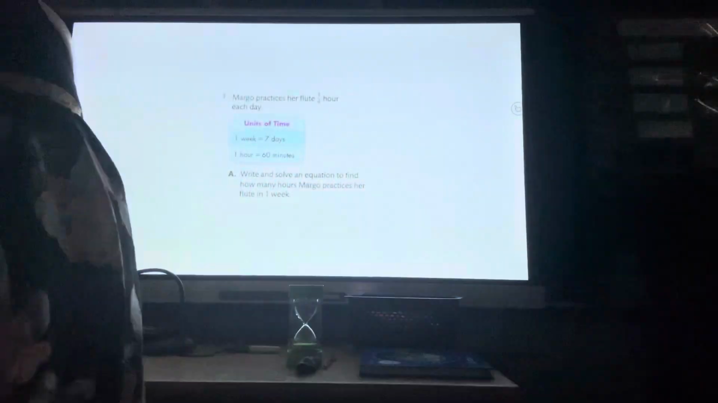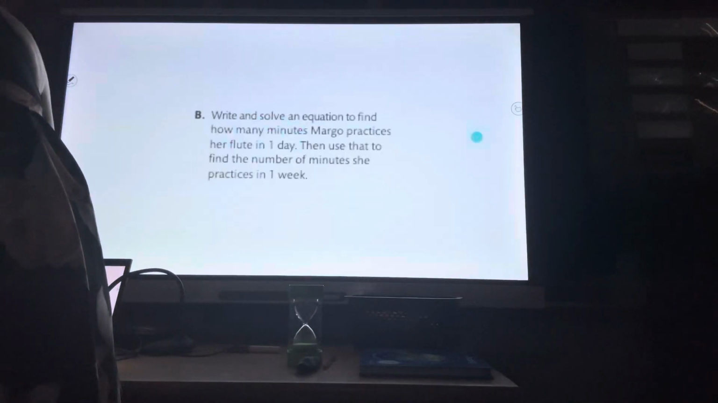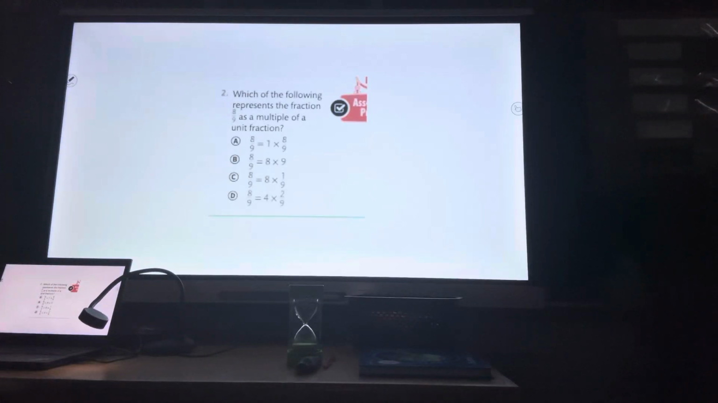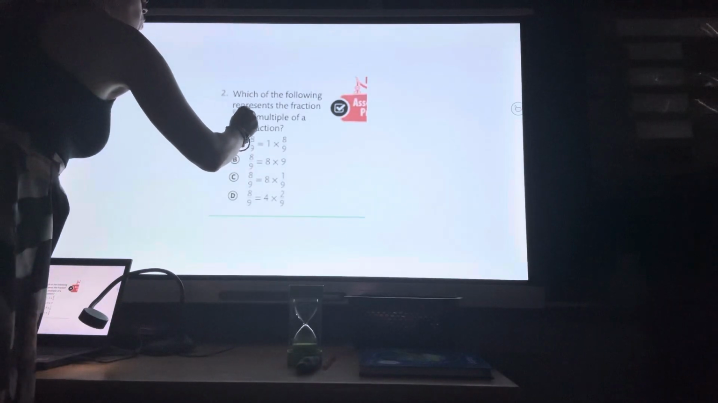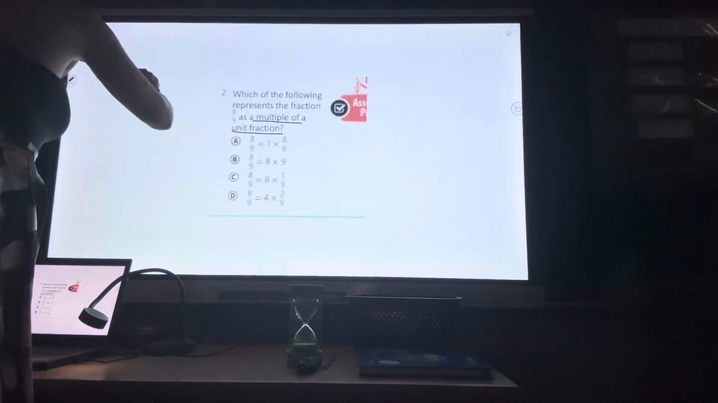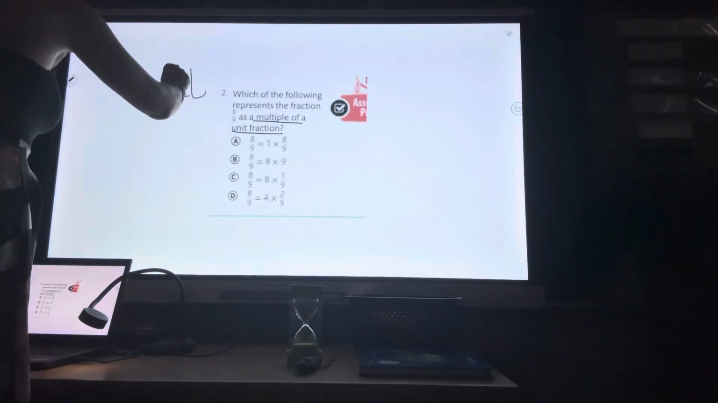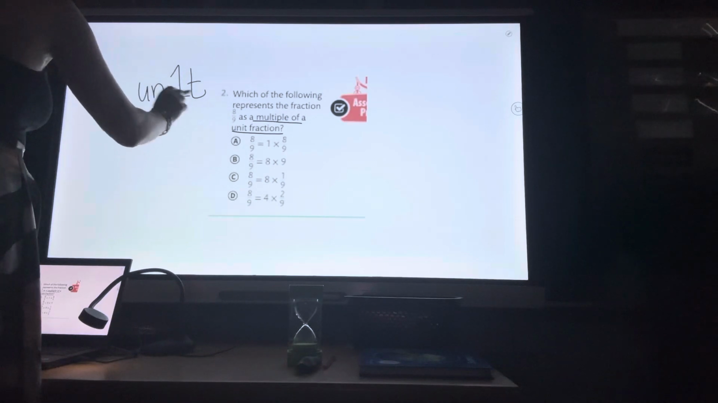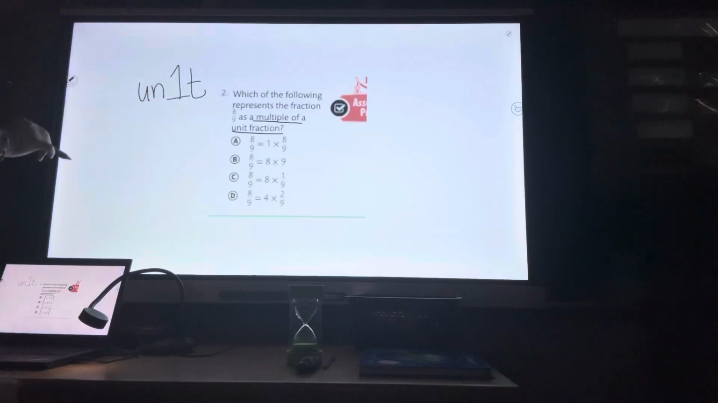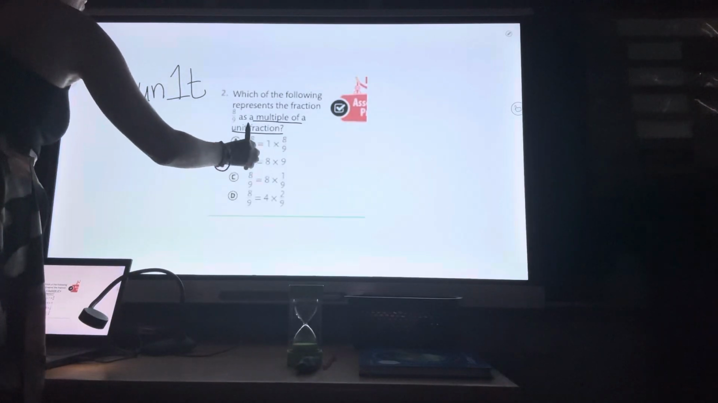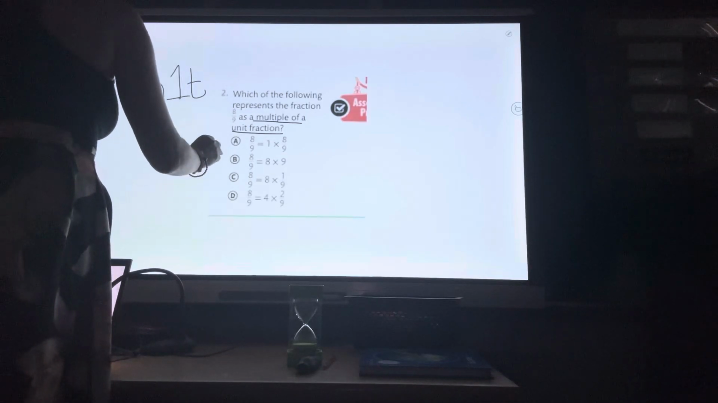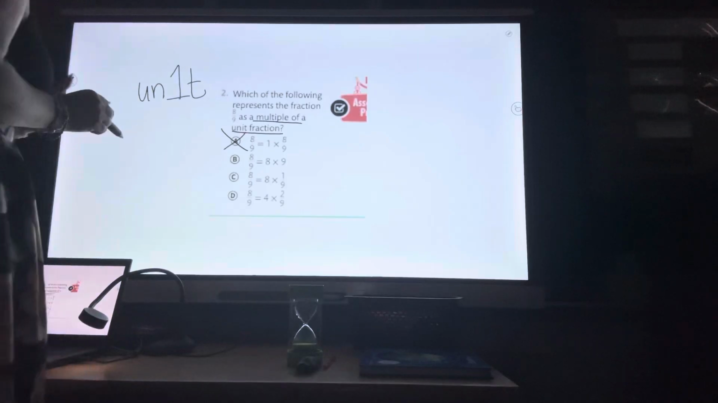Okay, we're gonna move on to number 2. Which of the following represents the fraction 8/9 as a multiple of a unit fraction? Unit fraction. Remember that little trick I showed you. Unit fraction has 1 in its numerator. So I'm looking for a 1 in the numerator. 8/9 is equal to 1 times 8/9. That is true, but it's looking for a unit fraction. So that answer is wrong.